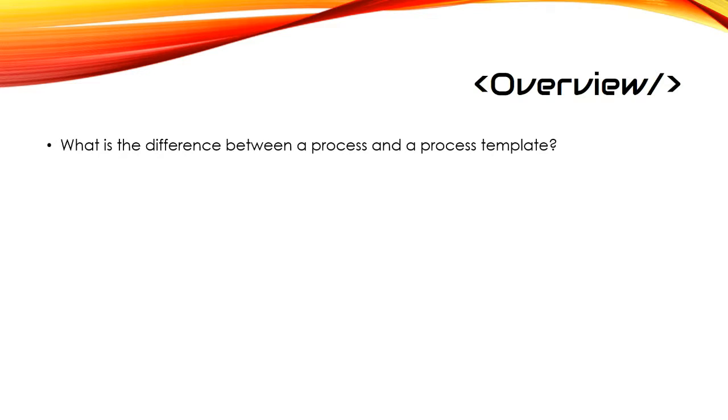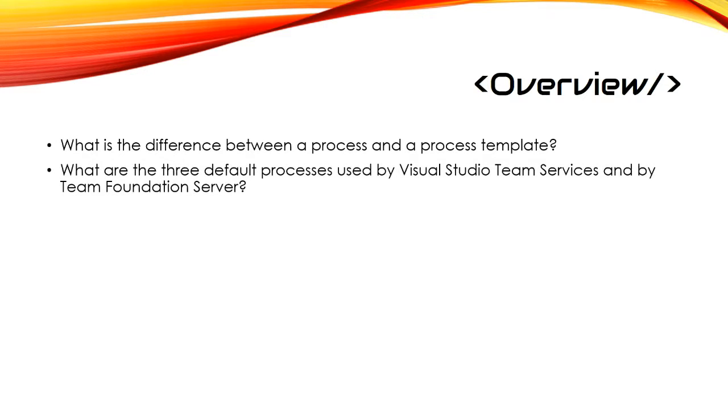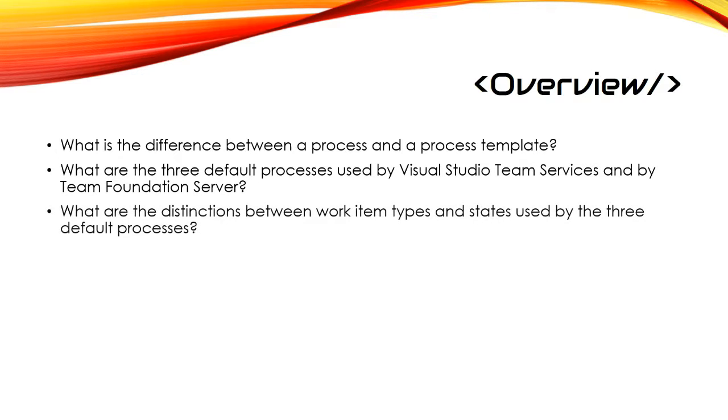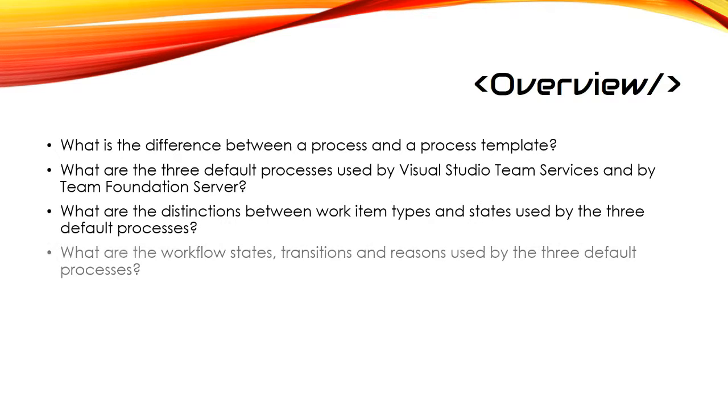What is the difference between a process and a process template? What are the three default processes used by Visual Studio Team Services and by Team Foundation Server? What are the distinctions between work item types and states used by the three default processes? What are the workflow states, transitions, and reasons used by the three default processes?